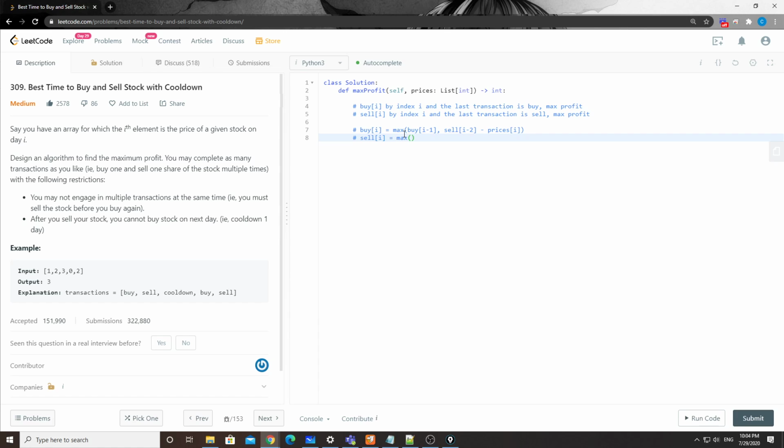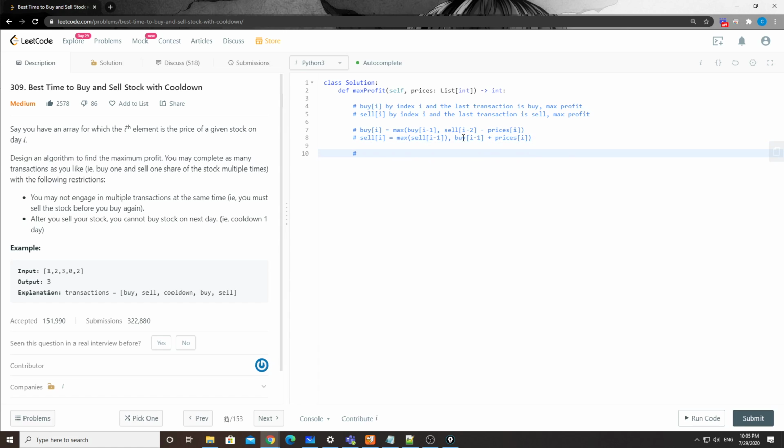And for sell i, same thing. For the sell, we can either choose not to sell. That means if we don't sell it here, we just need to inherit from sell i minus one. Or if we decide to sell at the current day, it means we have to have bought at i minus one, and then to sell it, we are earning the current price.